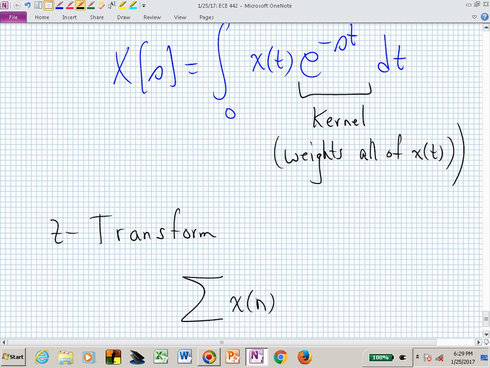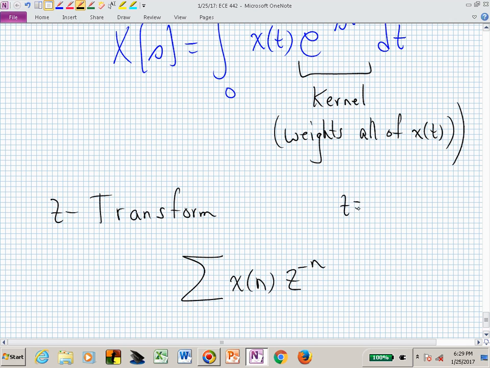Z was equal to e to the s capital T, wasn't it? So now, if we plugged in little t, a sampled version of little n capital T, now this becomes z to the minus n, where we are using t is equal to nT, so that now we have e to the minus s nT, so that we have e to the sT to the minus n, and there's our z to the minus n.